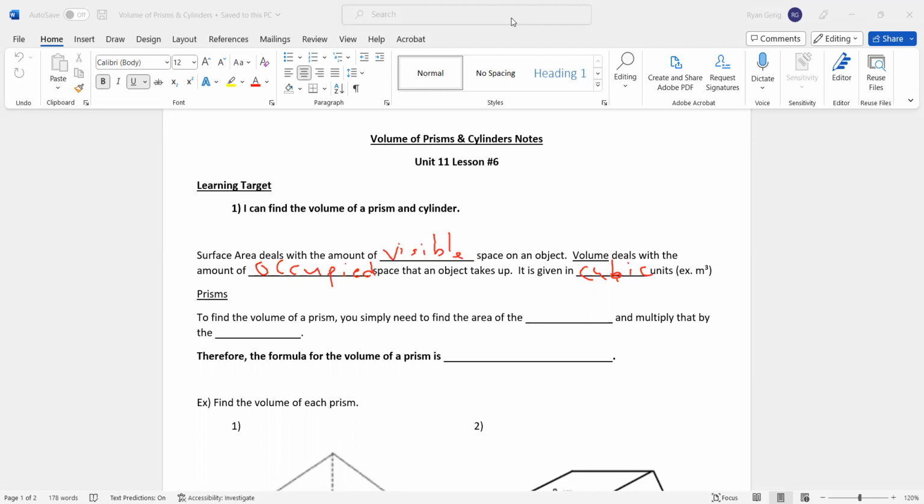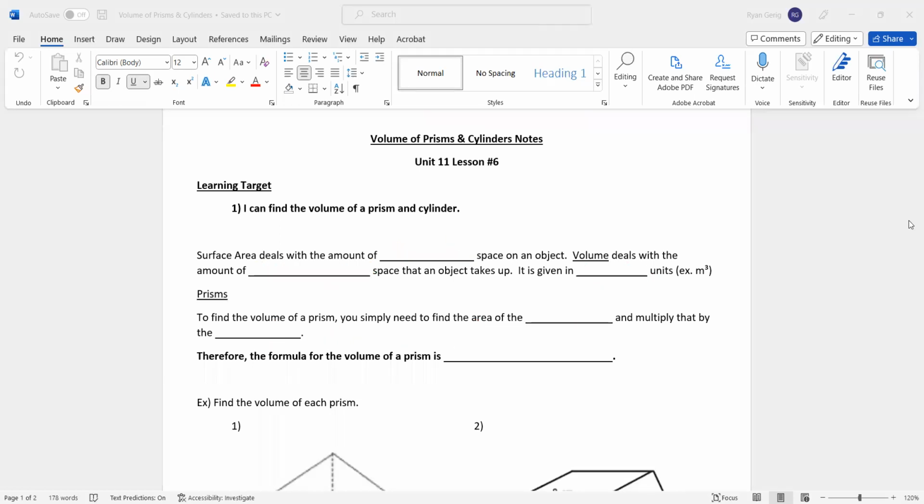All right, so we're going to start with prisms. To find the volume of a prism, you simply need to find the area of the base and multiply that by the height. Now, you're going to notice there's a lot of different heights. You probably saw that in surface area. We're talking the height of the prism. Because of how simple that is, it's just 2 things multiplied together, the formula for volume of a prism is capital B H, just like that. And that's it. That is volume of a prism.